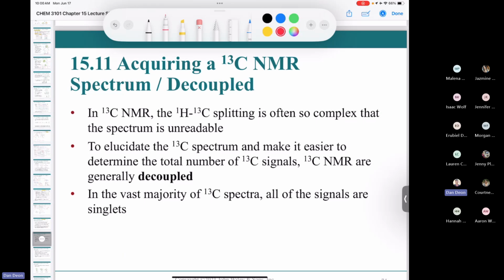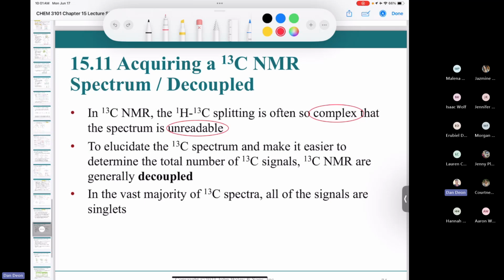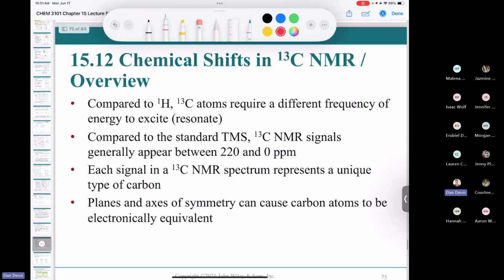But if you're wondering why wouldn't you be interested in it? The reason is that it's usually very complex. It's so complex that it's very difficult to read. You can't even make it out. If you can't make it out, it's not useful for us as scientists. We need information we can use. And so what we do is we run what's called a decoupled spectrum, and that prevents any splitting between the carbon-13 atoms and the protons. And so all we get are singlets. Every single carbon comes up as a singlet. Again, there is such a thing as doing a coupled spectrum, and I'll probably show you that tomorrow. So don't worry about it today.